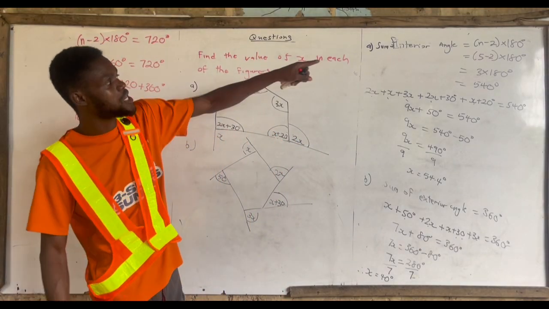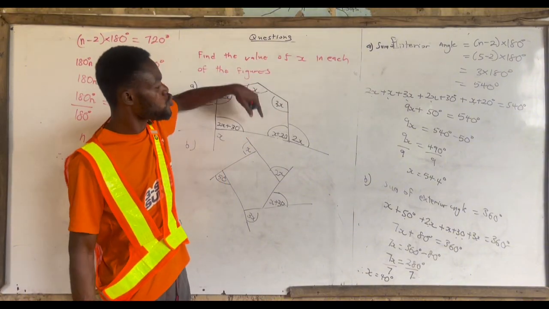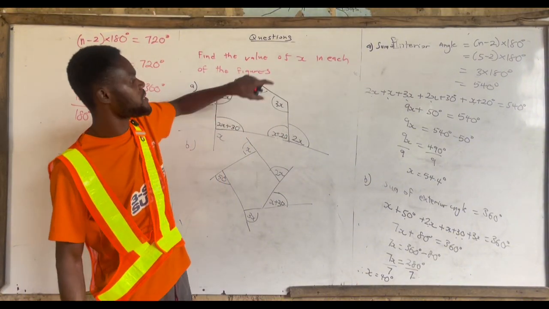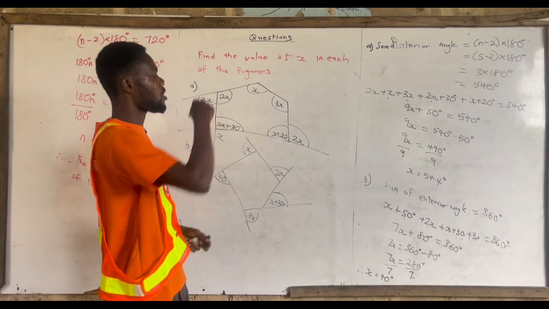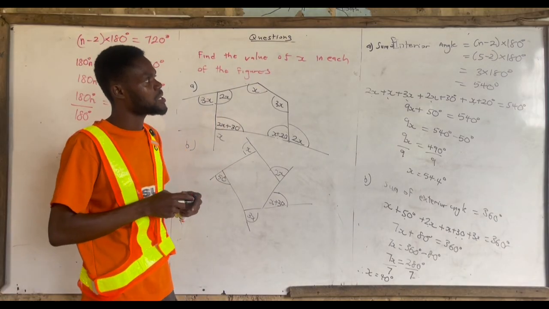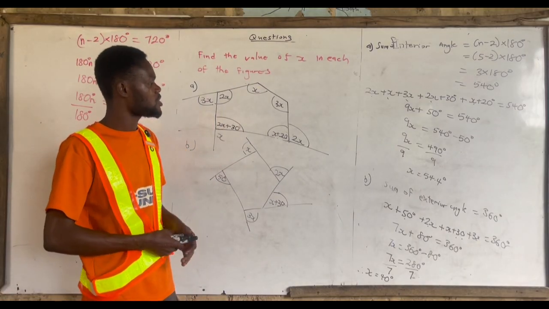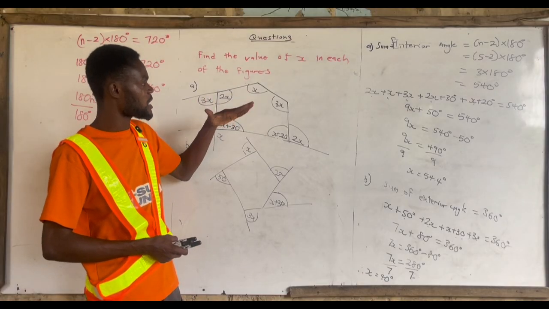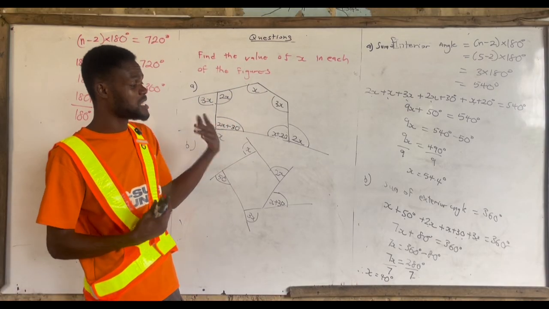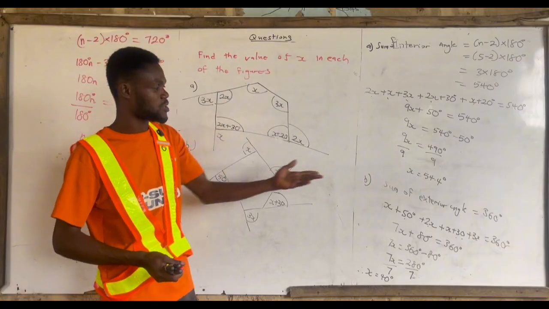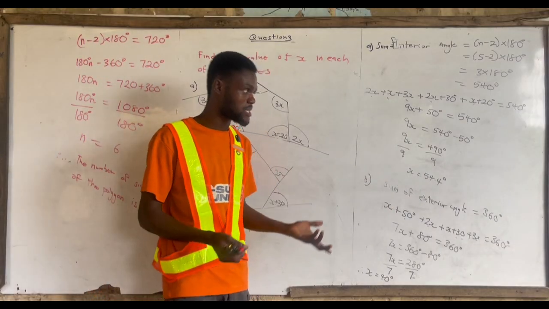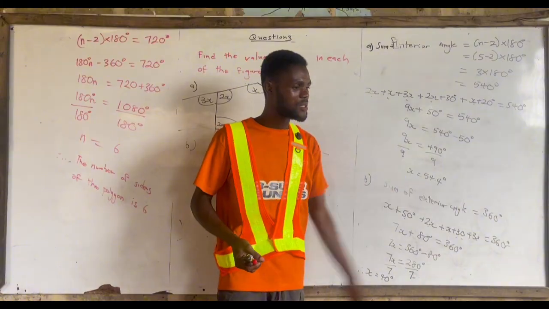Or you can use the sum of interior angles. You will calculate it, add all the interior angles, and equate to the sum of interior angles you calculated. So you can apply interior or exterior. The easy one is to apply the exterior, because you know that it is always 360. You don't have to waste your time calculating for this.